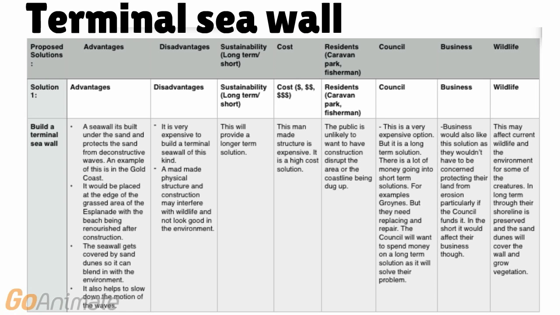In conclusion, to stop all these factors of erosion and longshore drift, it is recommended a terminal seawall should be considered for the long term, which is covered by sand dunes and vegetation, to reduce the motion of deconstructive waves and improve the coastline.